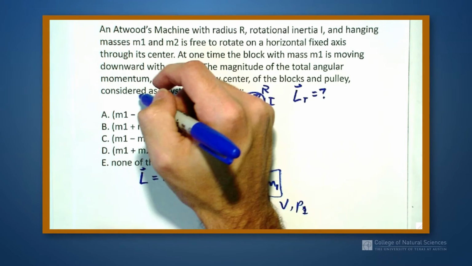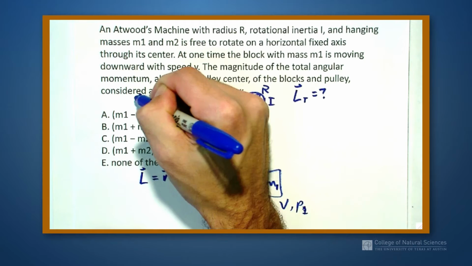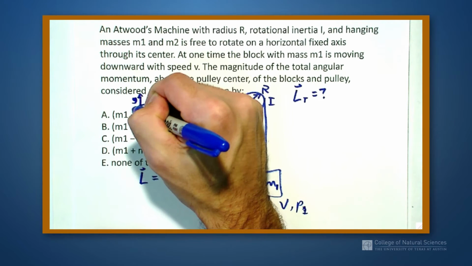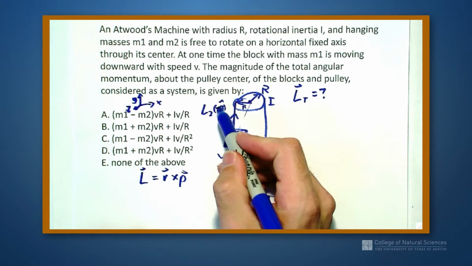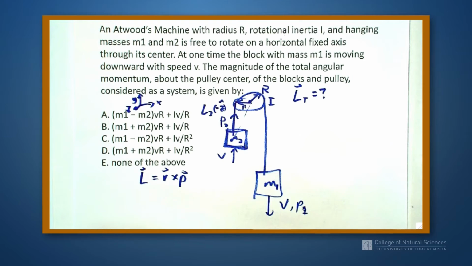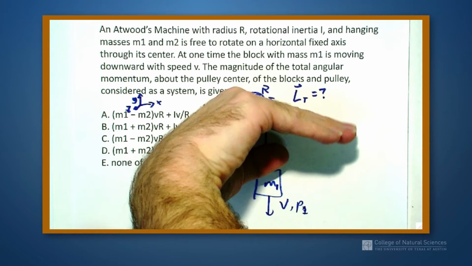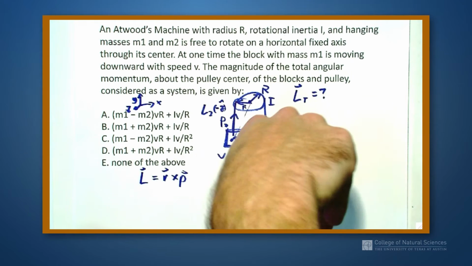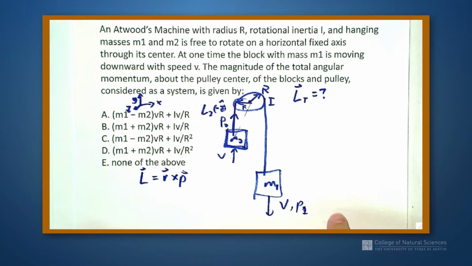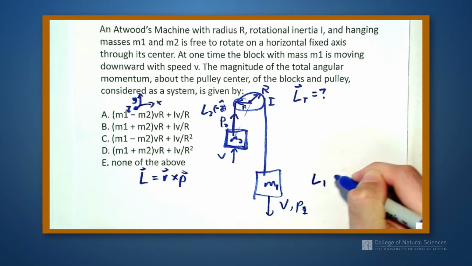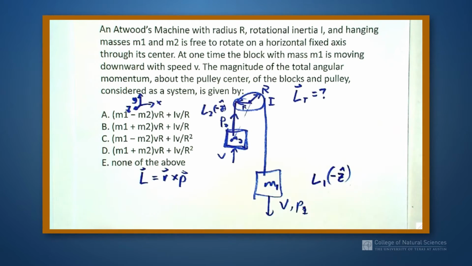I'm going to say that I have x, y, and z is out of the page. So negative z in that direction. Same thing with mass 1. My radius is over. I curl my fingers in the direction of p because p points down. It's in the direction of my velocity, which means L1 is in the negative z hat direction as well. It points into the page.